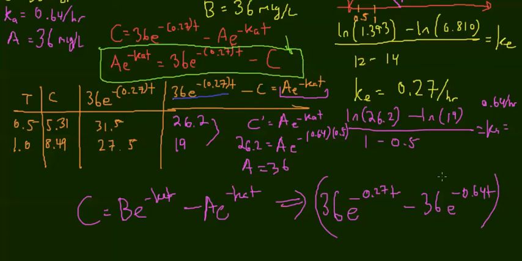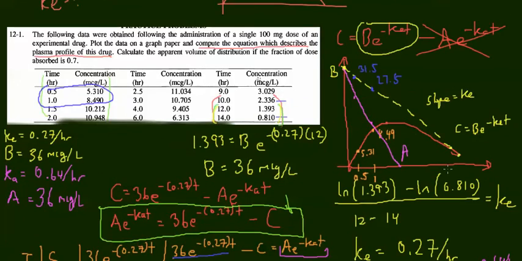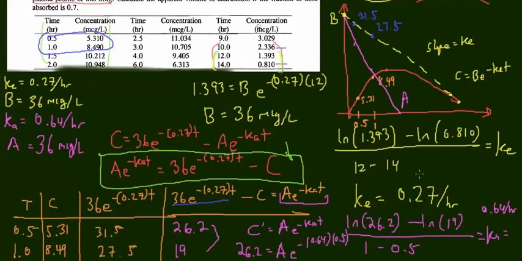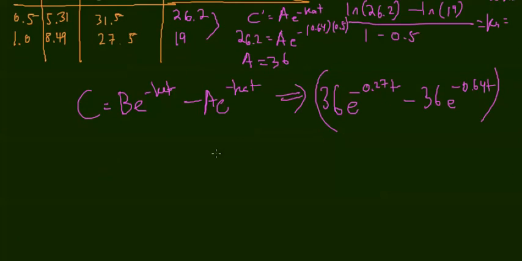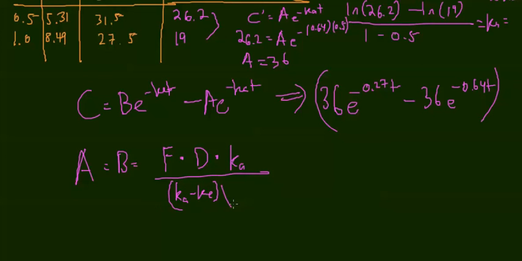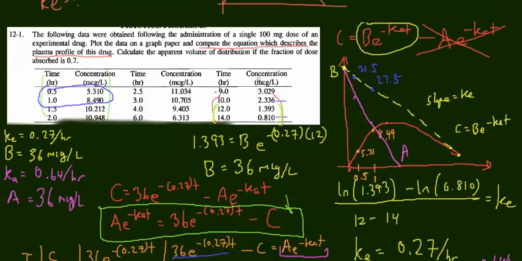Dr. Xiao's kind of going to want you to find more, and you can find a lot of things simply based on this equation. So for instance, in extravascular dosing, we know A is equal to B, same thing, is equal to F times dose times Ka over V, right? So let's say this question wanted us to calculate the apparent volume of distribution if the fraction of dose absorbed is 0.7.